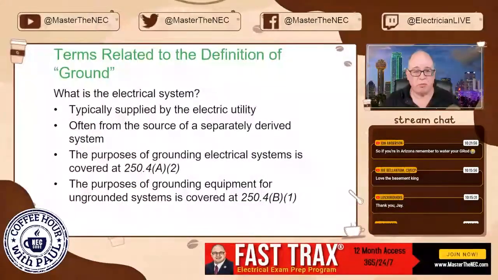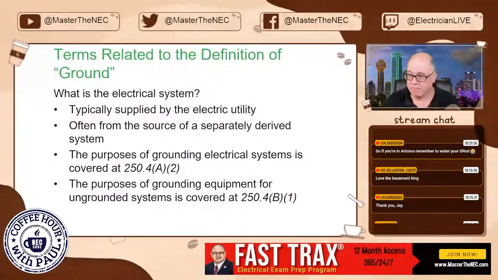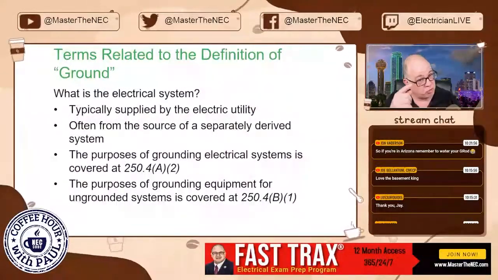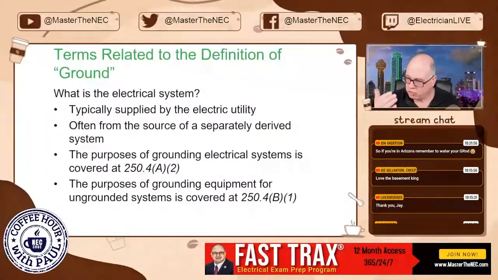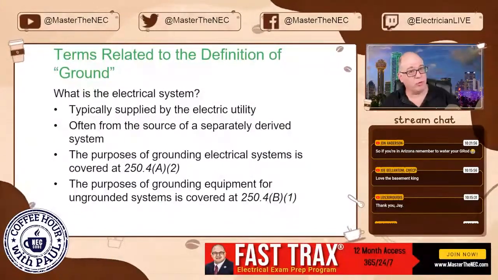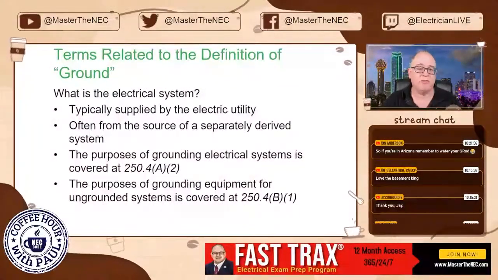But in many cases, what? We have sources that are supplied by separately derived systems. A generator, depending on how you switch the transfer, can be a separately derived system. Transformers, except for autotransformers, normal transformers stepping up or dropping down voltage, those would be separately derived systems.